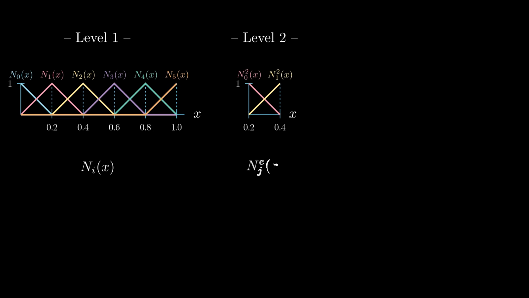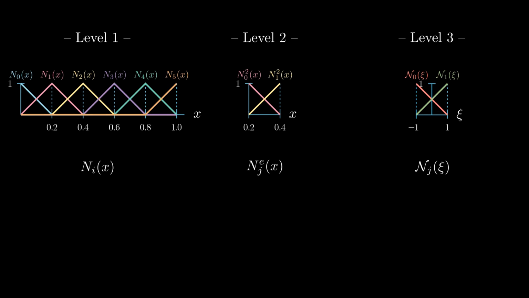Let's summarize. At the first level of explaining the finite element method, we have considered globally defined shape functions. At the second level, we have introduced shape functions that are defined for each element. And at the third level, we have introduced shape functions defined on a reference element.